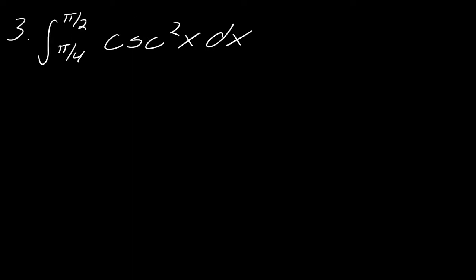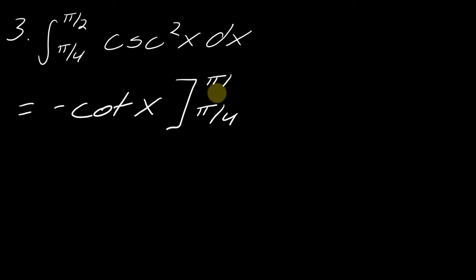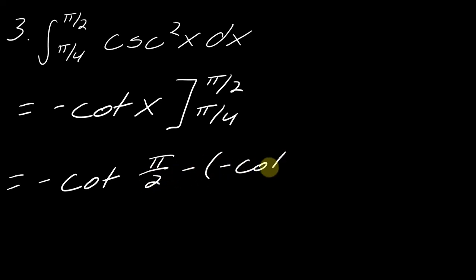Okay, so for number 3, I have a definite integral from pi over 4 to pi over 2 of cosecant squared x. This is just a nice straight up derivative formula, actually. So the antiderivative of cosecant squared is negative cotangent x. And now I just have to evaluate this from pi over 4 to pi over 2. So I've got negative cotangent of pi over 2 minus negative cotangent of pi over 4.